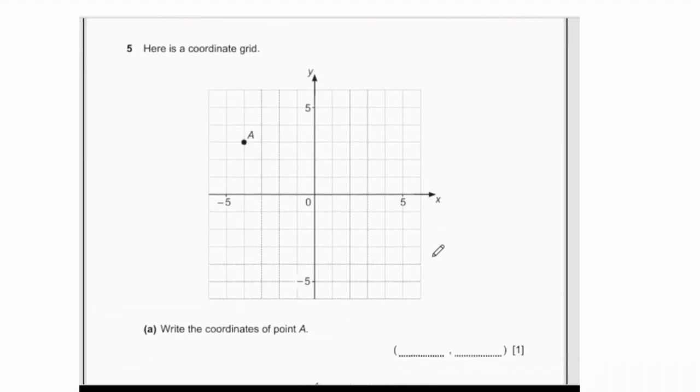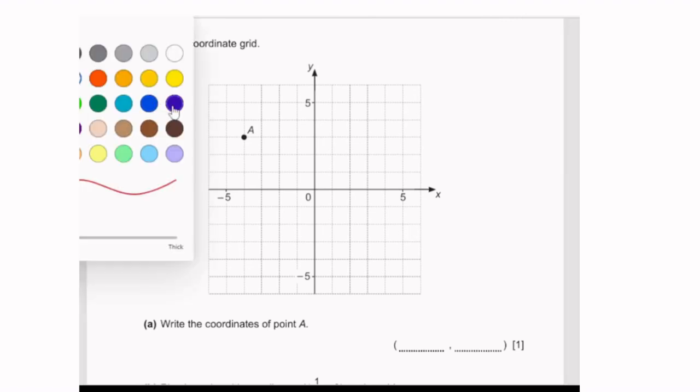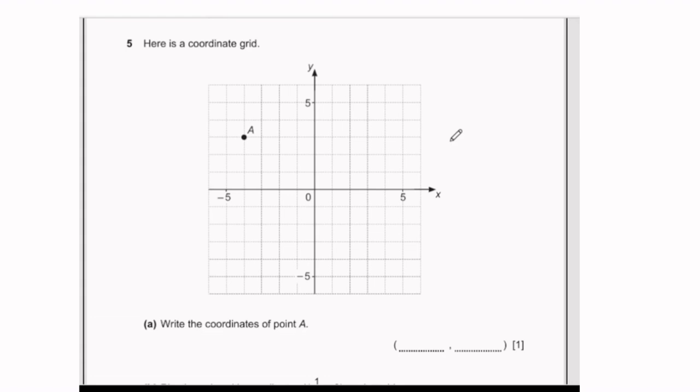Okay, so number 5, here is a coordinate grid. Write down the coordinates of point A. That means we need to write down 2 numbers here. This is our x-axis, right? So go down here. When we write coordinates, we write x and then y. The first number is the x coordinate, and the other one is the y coordinate. Going along the x-axis, we have 1, 0, negative 1, negative 2, negative 3, and negative 4. So our x here is negative 4.